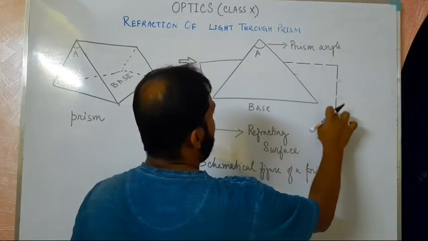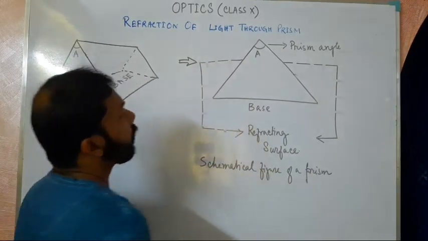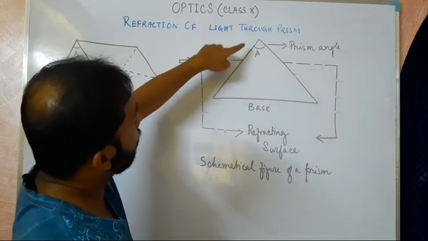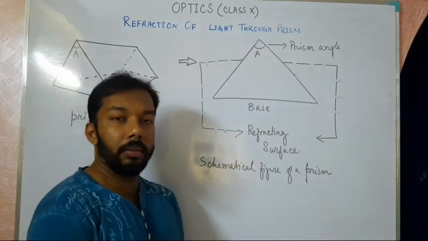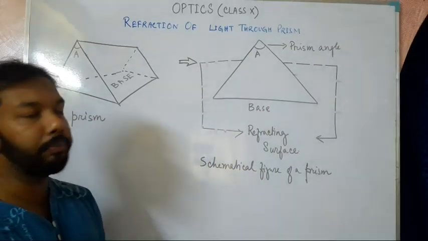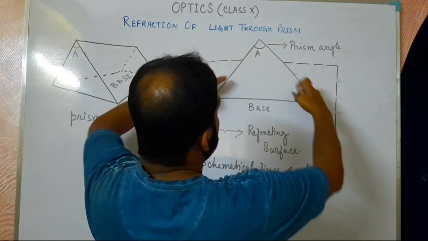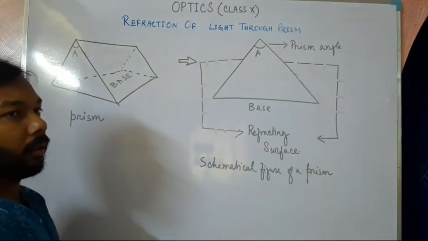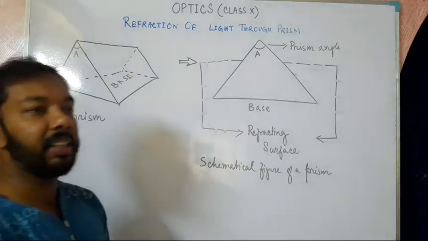This is a labelling arrow. This is not a part of a prism. This is a labelling arrow. We just draw a triangle in order to signify or in order to represent a prism. And these 2 slanting arms represent the 2 refracting surfaces.